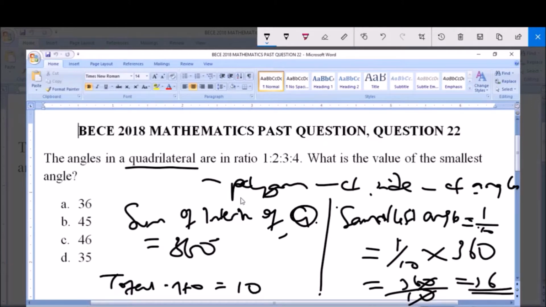Now which of these options corresponds to our answer? Option A says 36, which is correct, it corresponds. B says 45, wrong. C says 46, wrong. And D says 35, wrong. So our correct answer is A, 36.